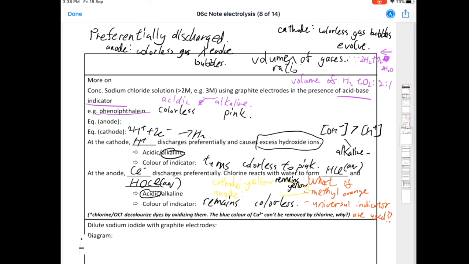Just because another indicator is used, the color change you have to think from the beginning. And then how about at the anode? From yellow to orange? To red. With HCl, its pH value should be quite low so that it will be pink or red in color.